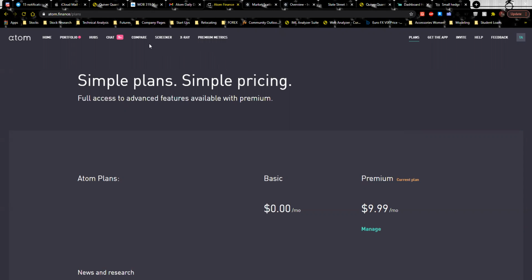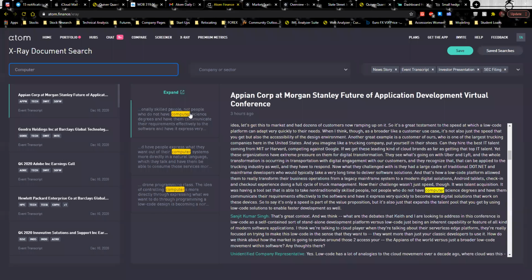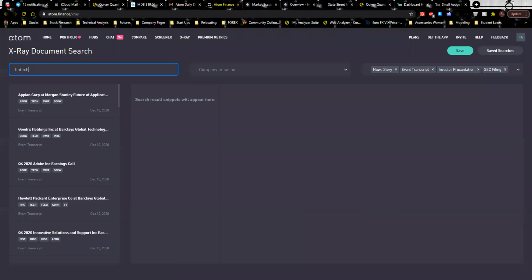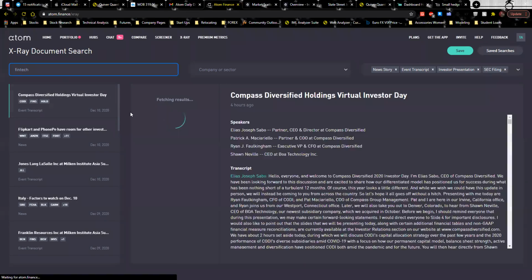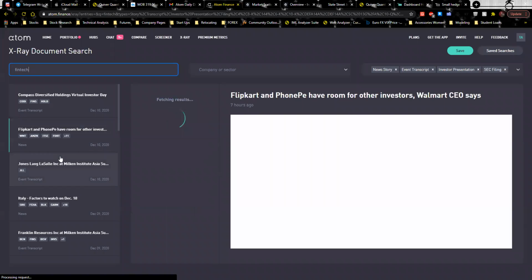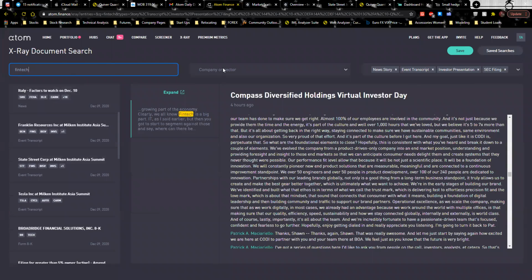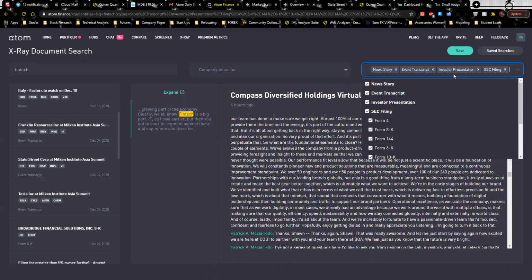It's very much worth it, especially when you have stuff like this X-ray feature, where you just want to search anything. Like let's say fintech, and it's just going to come up with so much information regarding fintechs and different channels. That's what I like about the site. And you can search it by sector if you want to do it that way. SEC filings too, it has it in there. Investor presentations, event transcripts, news stories.